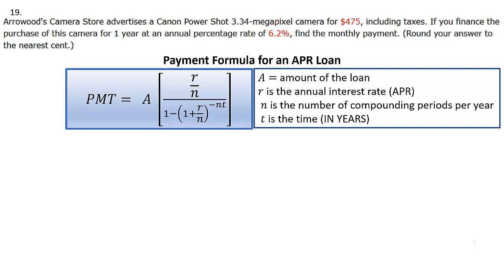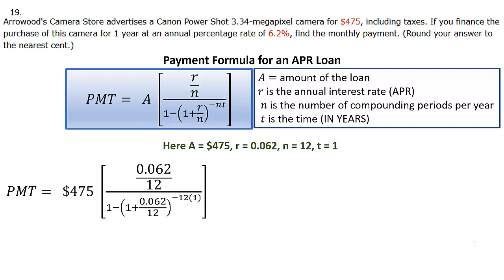A is the amount of the loan, R is the interest rate or the APR, N is the number of compounding periods in a year, and T is the time in years. So you just pull that information from the problem and plug it in. The camera is $475, that's the A, that's the amount of the loan. The interest rate as a decimal is 0.062. There are monthly payments, so N is 12 because it's compounded 12 times a year, and you're doing it for 1 year, so T is 1. Plug those numbers into the formula.